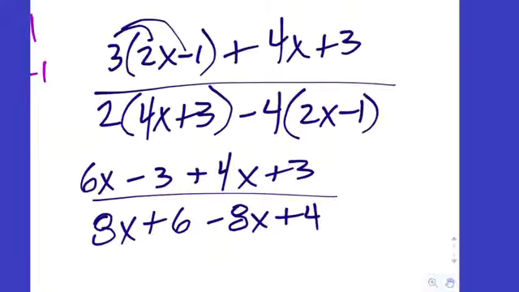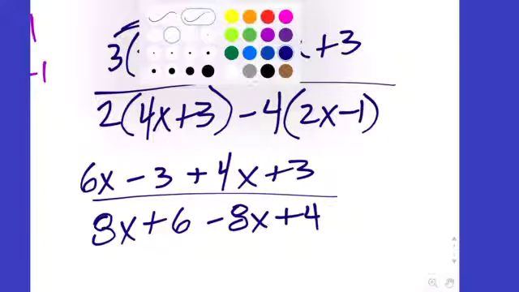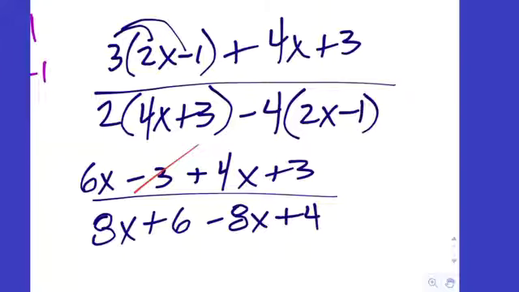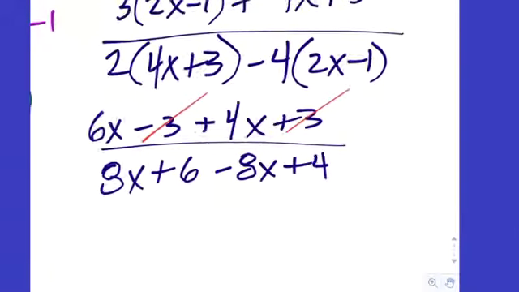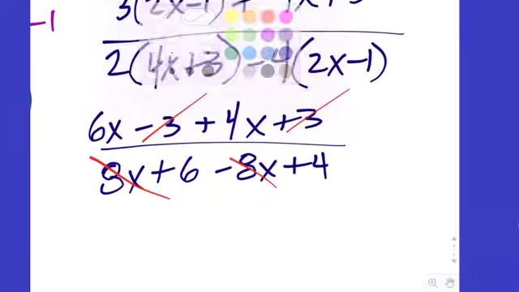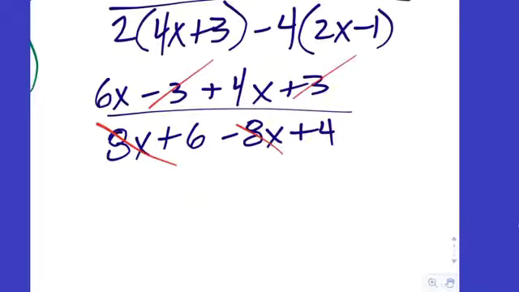All right, what happens in the numerator? Negative 3 plus 3? They're gone. In the denominator, 8x minus 8x? They're gone. And now if you combine the like terms that are left, you get 6x plus 4x, that's 10x. Over in the bottom, 6 plus 4 is 10.